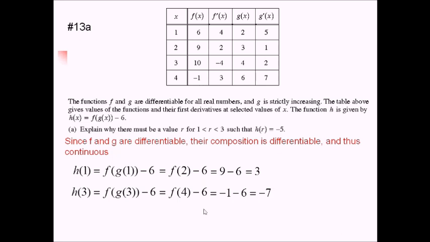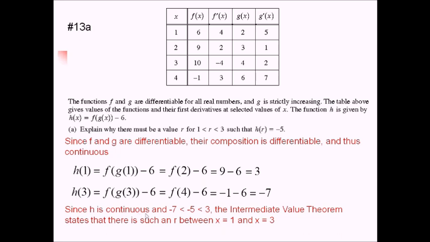And now for the justification. Since h is continuous, you got to mention continuity, and negative 5 is between those beginning and ending y values, negative 7 and 3, the intermediate value theorem states that there's an r between x equals 1 and x equals 3 such that h of r equals negative 5.